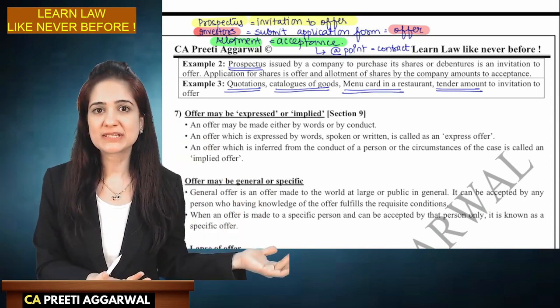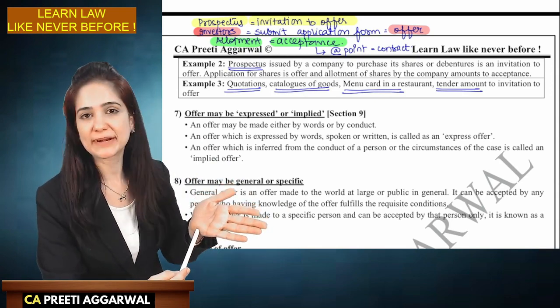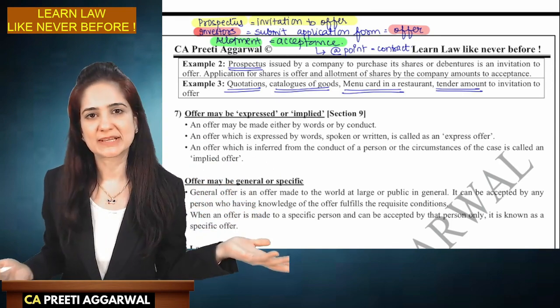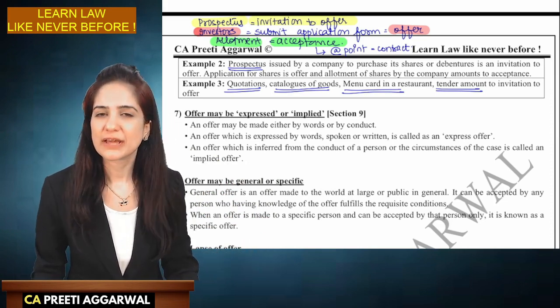Menu card. It is an invitation to offer. Come, we are serving all this. We customers give the offer. Please bring these 3 items. They bring it. That is acceptance. So these are all various examples of invitation to offer.